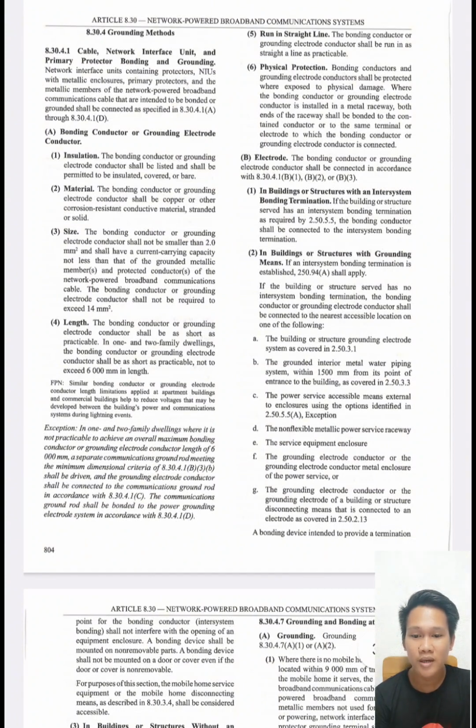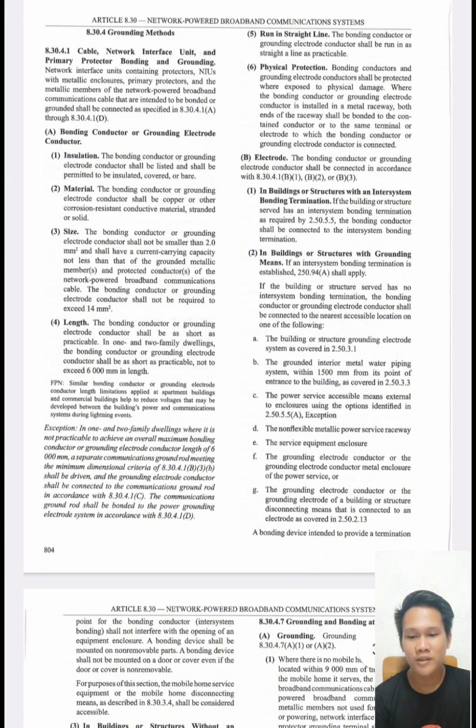So first, we have A, bonding conductor or grounding electrode conductor. First, we have insulation. Second, material. Third, size. Fourth, length. So first, let us define what is an insulation. The bonding conductor or grounding electrode conductor shall be listed and shall be permitted to be insulated, covered, or bare. Second, we have material. The bonding conductor or grounding electrode conductor shall be copper or other corrosion-resistant conductive material, stranded or solid.